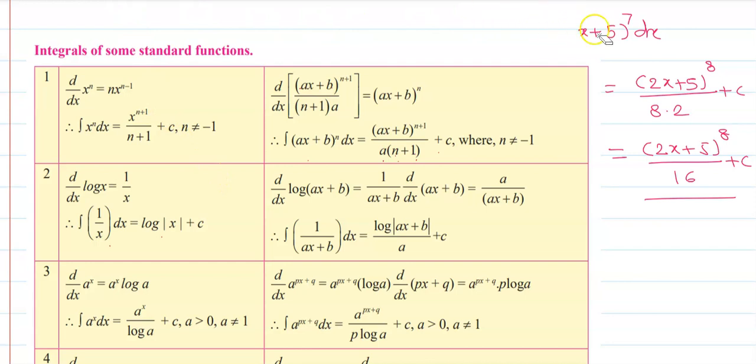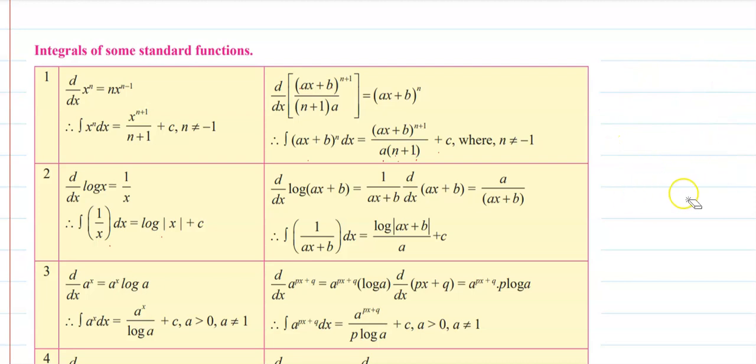Now next, again the integral of 1 upon x is log of mod of x plus c. But it is not always log of x. Sometimes it is log of ax plus b, meaning log of 2x plus 3. Now the derivative of log of ax plus b is 1 upon ax plus b into the derivative of ax plus b. What is that derivative? In ax plus b, b is a constant, its derivative is 0, the derivative of x is 1, 1 into a is a.